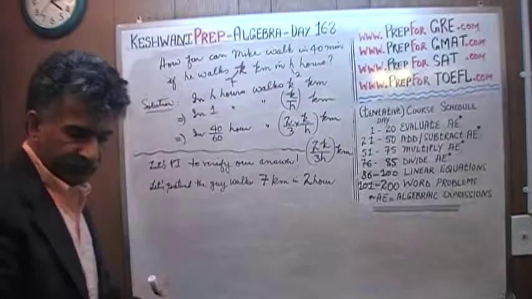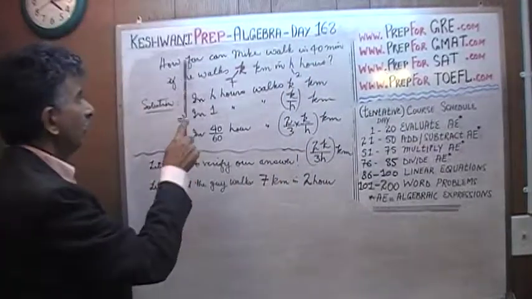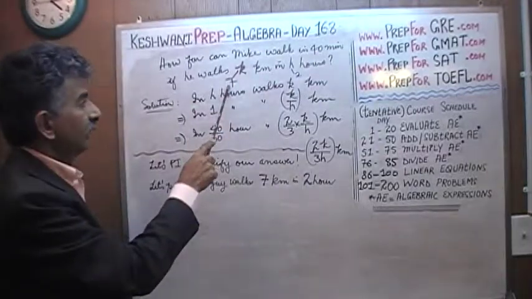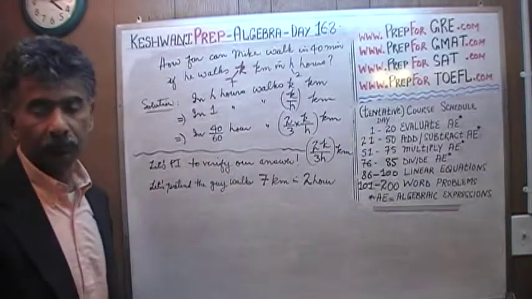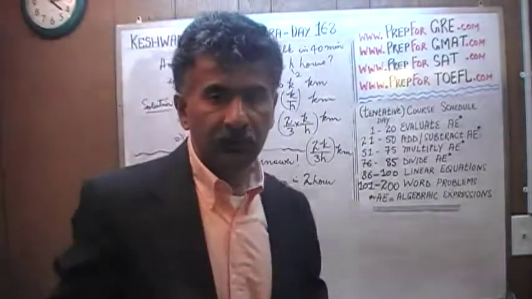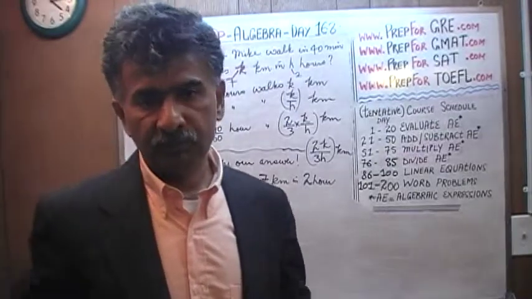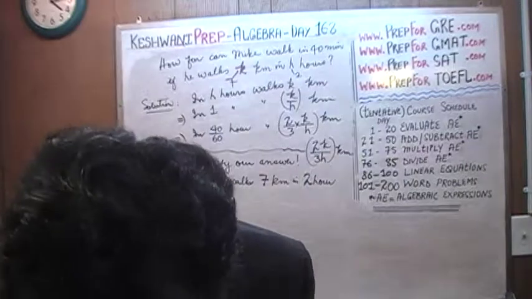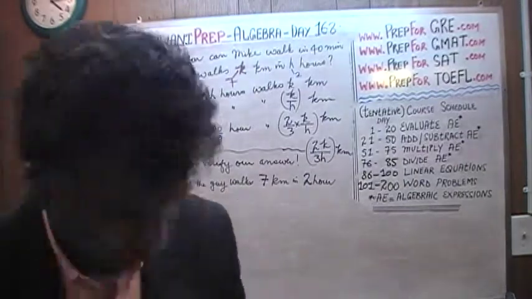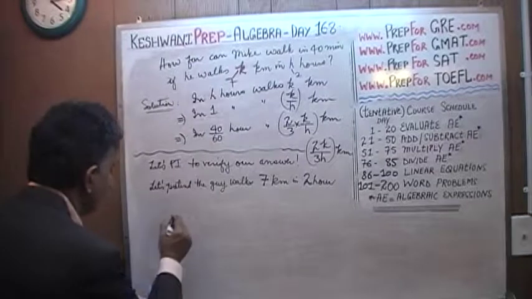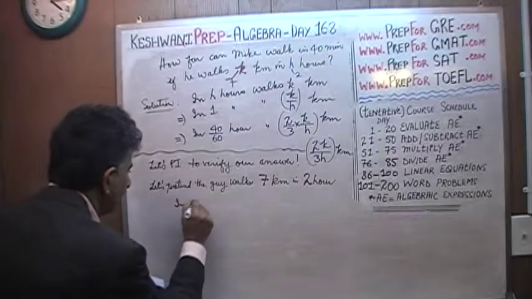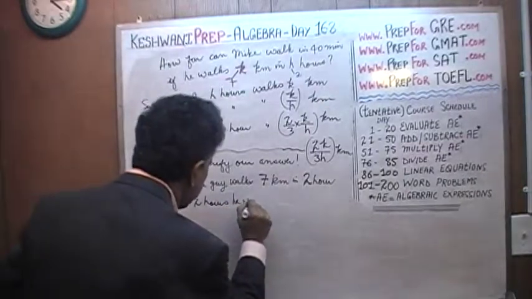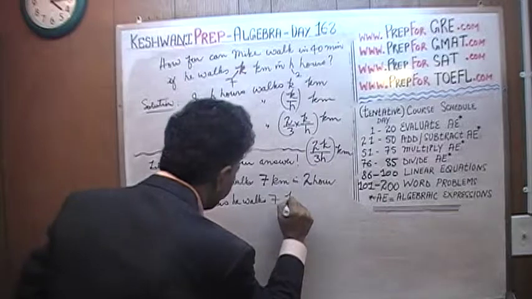So now the question reads, how far can Mike walk in 40 minutes if we are told that he walks 7 kilometers in 2 hours? So we're going to solve this question. We know his speed. He walks 7 kilometers every 2 hours. So he must go 3.5 kilometers an hour. So let's see what it gives us. Let's do it at the bottom here. So we know that in 2 hours he walks 7 kilometers.